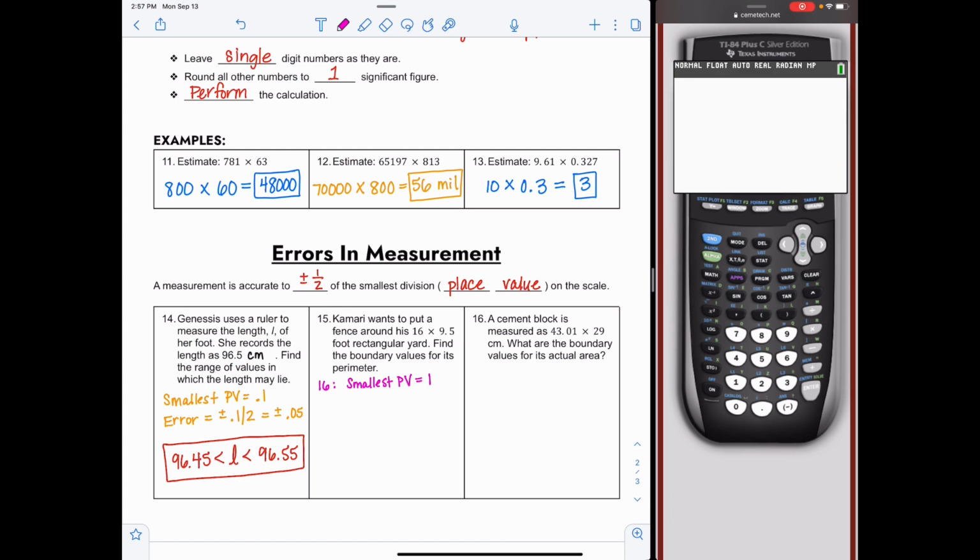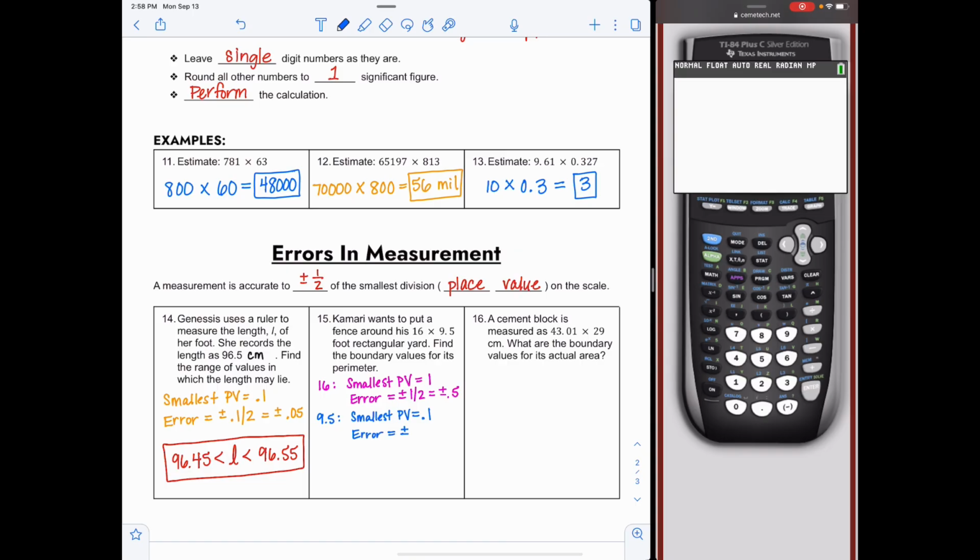Okay, and our error is going to be plus or minus 1/2 of 1. So that means that we are going to have 1 divided by 2, which means plus or minus 0.5. That's for the 16. If we look at the 9.5, the smallest place value that we see here is going to be the tenths position. So that's 0.1.